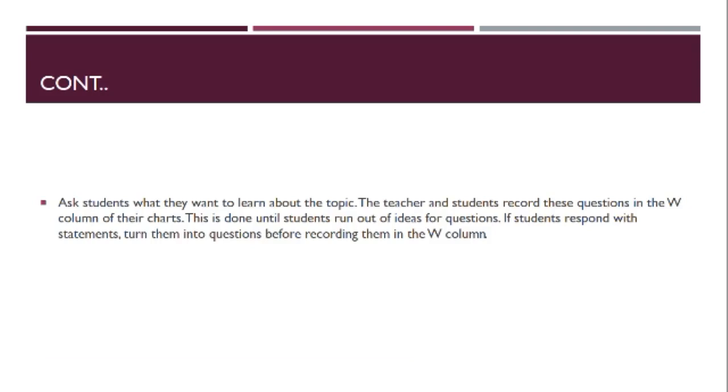The next step is to ask students what they want to learn about the topic. The teacher and students record these questions in the W column, which is the what or the wonder. This is done until students run out of ideas for questions. If students respond with statements, you can turn them into questions before recording them in the W column. Sometimes it might not be a question but a statement, so we can formulate that to turn it into a question. All questions will then be entered into the W column.